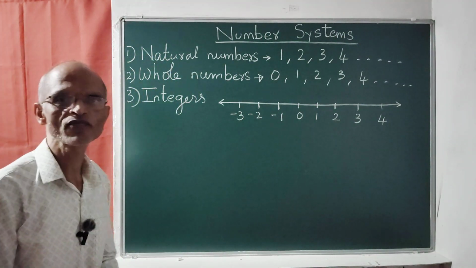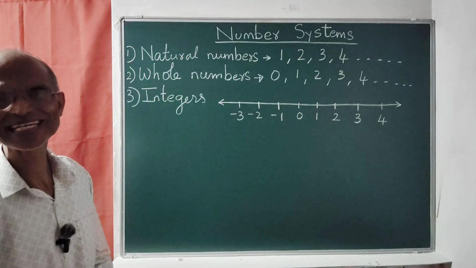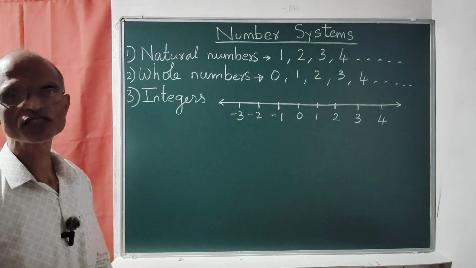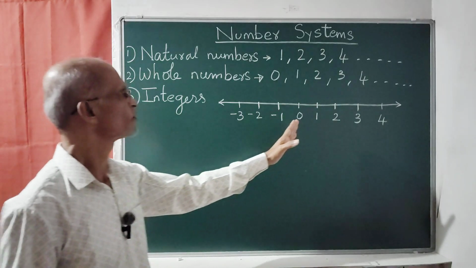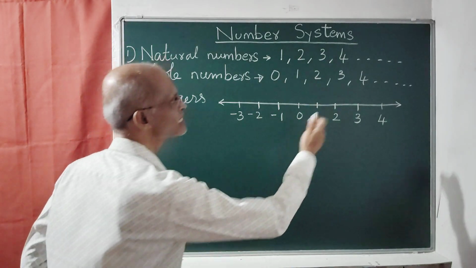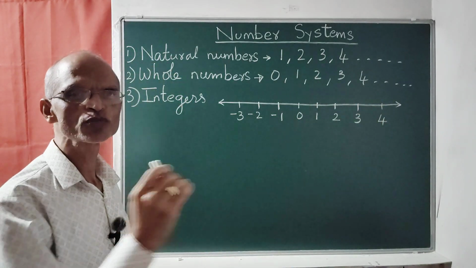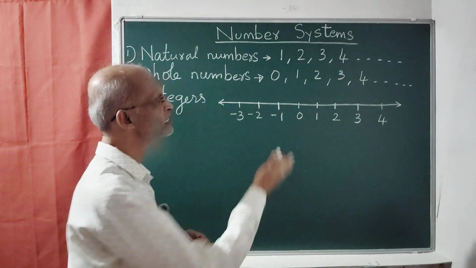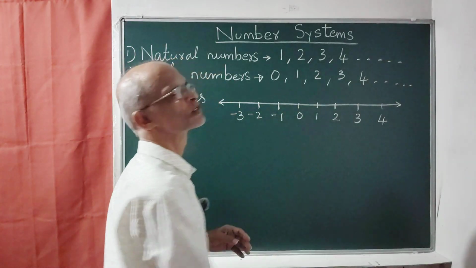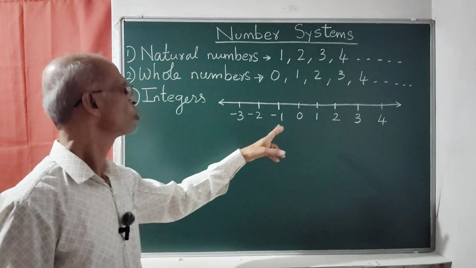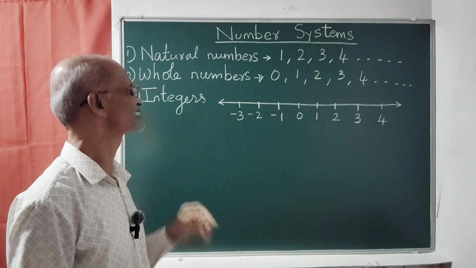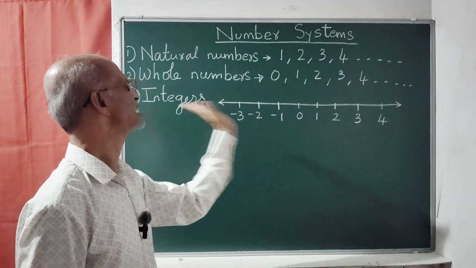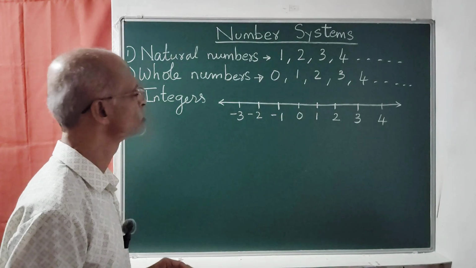So the third system of numbers is called integers. They are the numbers found on the number line. Here in the middle we have got the 0. On the right side we have got +1, 2, 3. It goes endlessly towards the right side, and also on the left side we have got -1, -2, -3. It also goes endlessly towards the left.